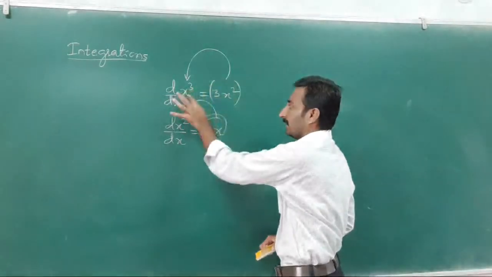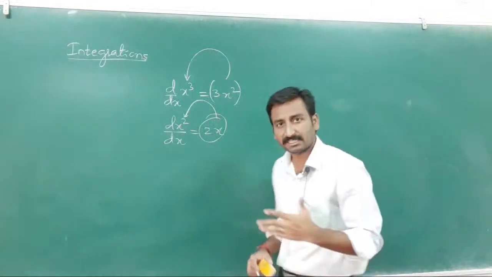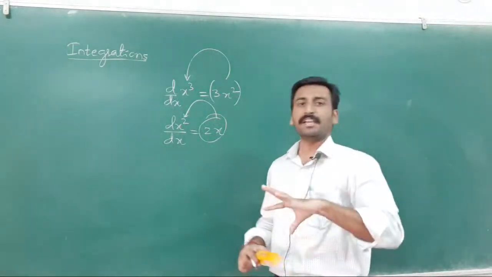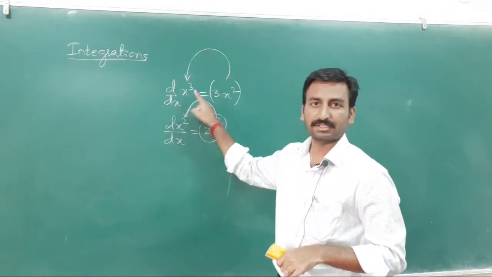See here, you have x cube, and if you differentiate it, it is 3x square, and if you do the antiderivative, its value will be x cube. Understand my point? Look at this.